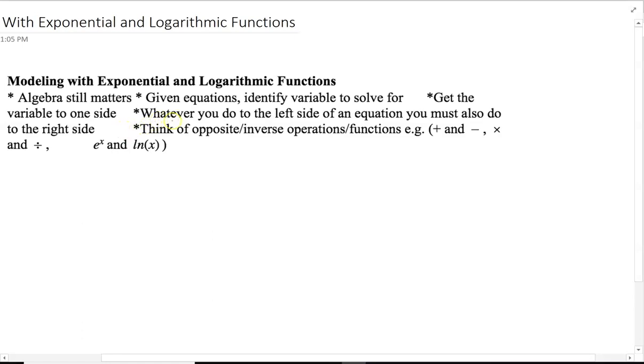Also, we'll be using opposite and inverse operations pretty frequently. For example, addition and subtraction, multiplication and division, squared and square roots also come in handy. e to the x and ln of x are some others.